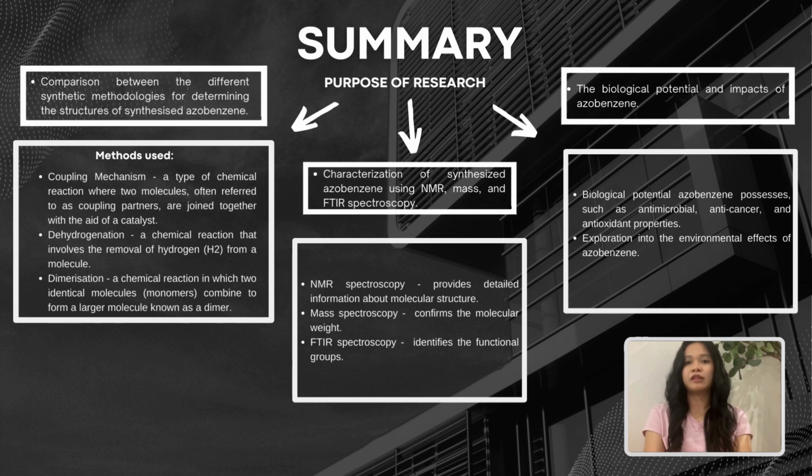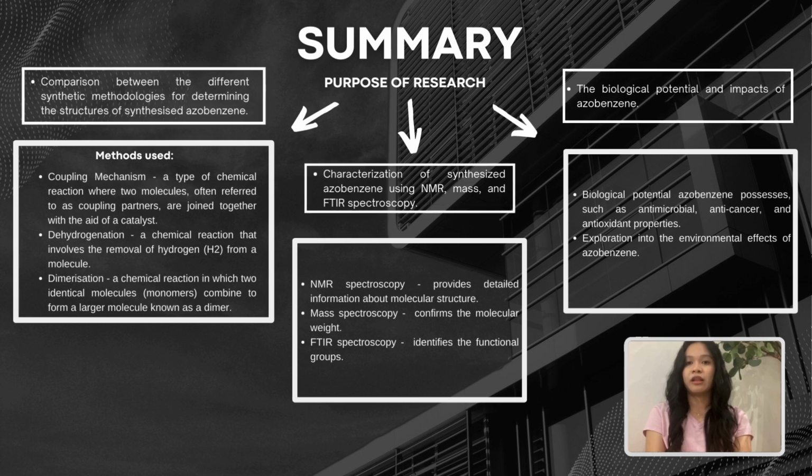The most common method to synthesize azobenzene is through the coupling of an aromatic amine such as aniline with a diazonium salt. This reaction proceeds via electrophilic aromatic substitution. Next, dehydrogenation, another method, involves removing hydrogen from hydroxyl compounds to form azobenzene. This can be achieved using catalysts such as palladium or platinum.